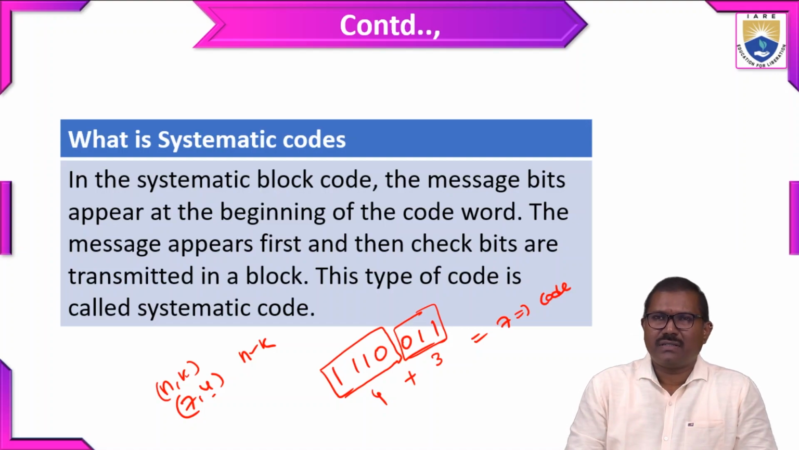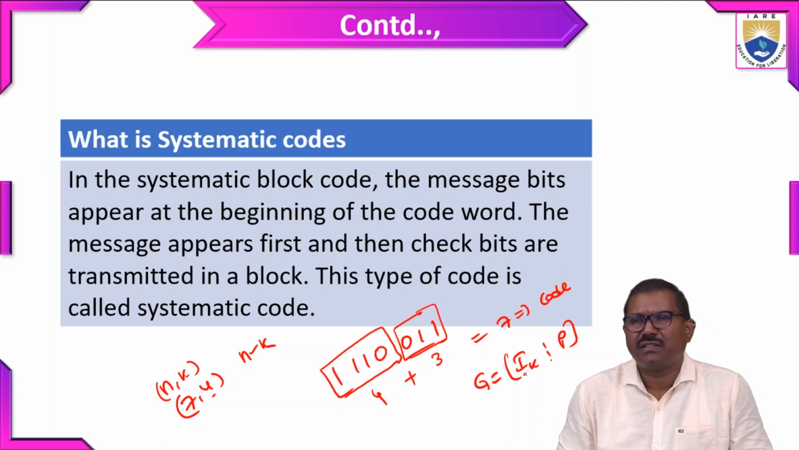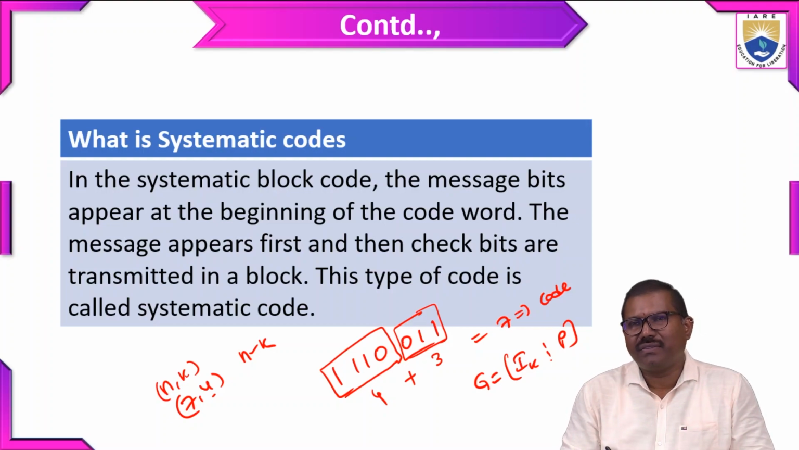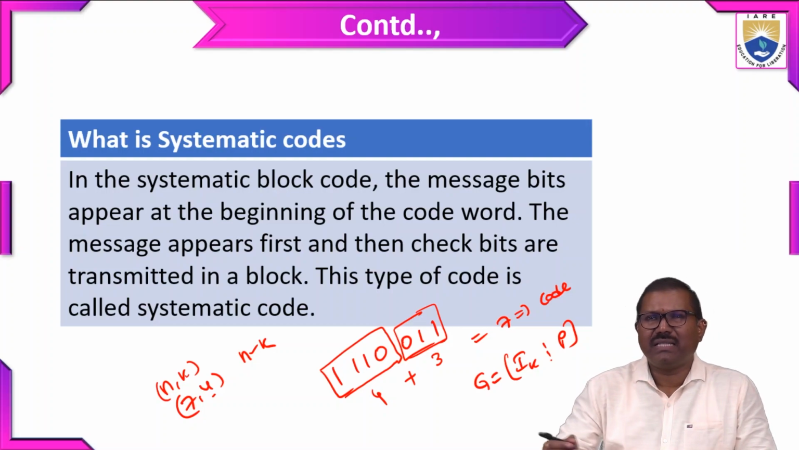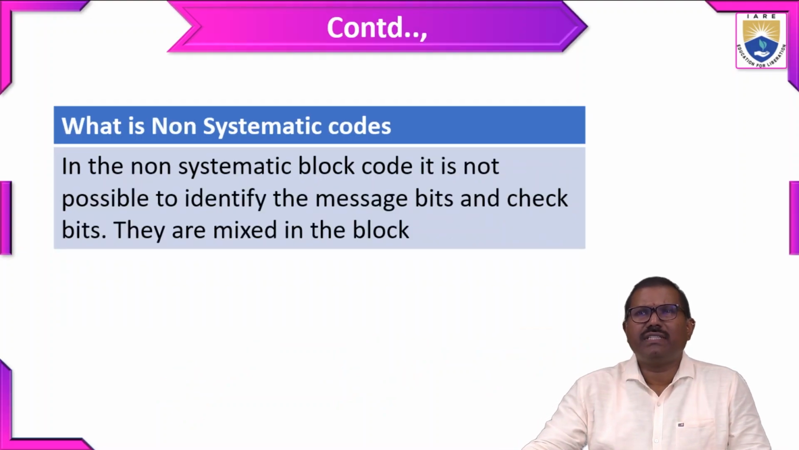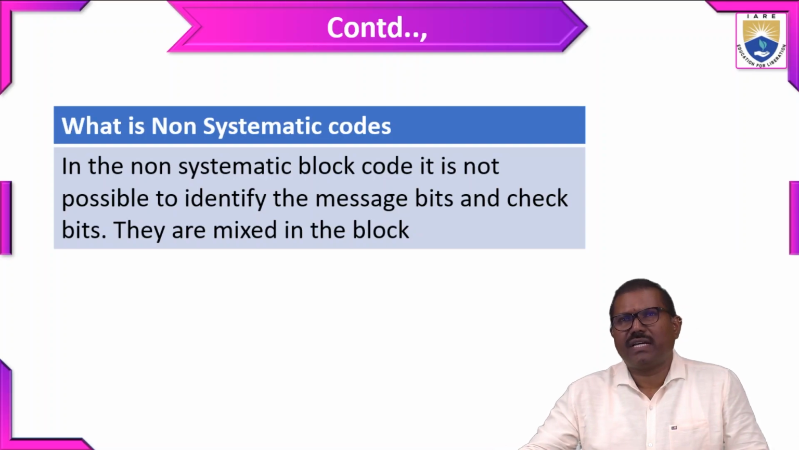For systematic codes, the generator matrix has the arrangement G = [I_k | P]. The generator matrix must be in this format, I_k augmented with P, then we can get the systematic code. If it is altered, then it can be non-systematic. So what is non-systematic? In the non-systematic block code, it is not possible to identify the message bits and check bits. They are mixed in the block.